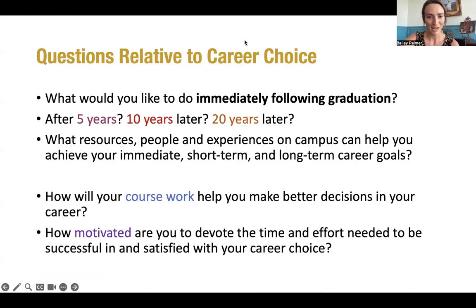Next are just some questions to ask yourself. Again, with the self inventories, what do you want to do after graduation? What plans do you have in 5, 10, 20 years from now? And what resources, people, experiences are actually going to help you get there? What about coursework? What coursework do you think you need to take in order to make your career decision? And then how motivated are you to dedicate your time and effort needed to be successful and satisfied with your career choice? So again, just think about, answer those questions.